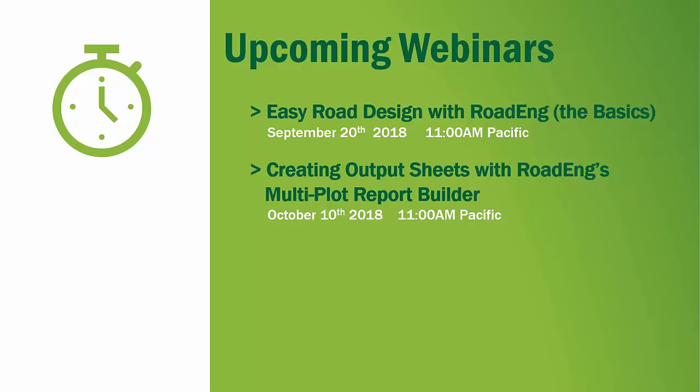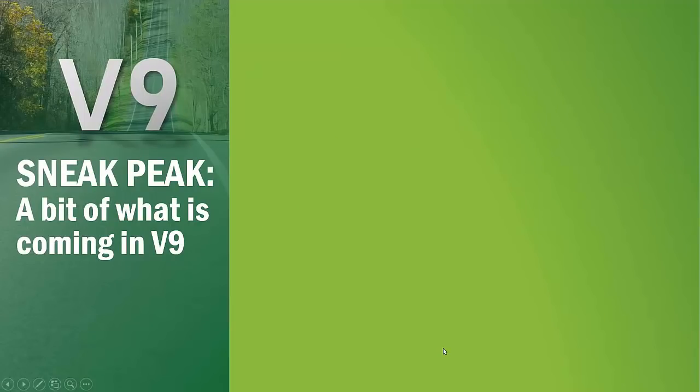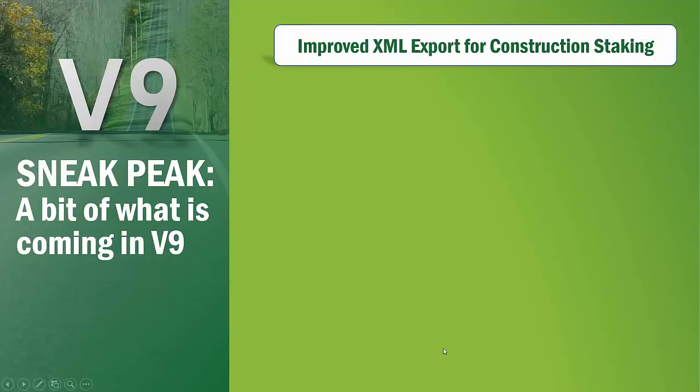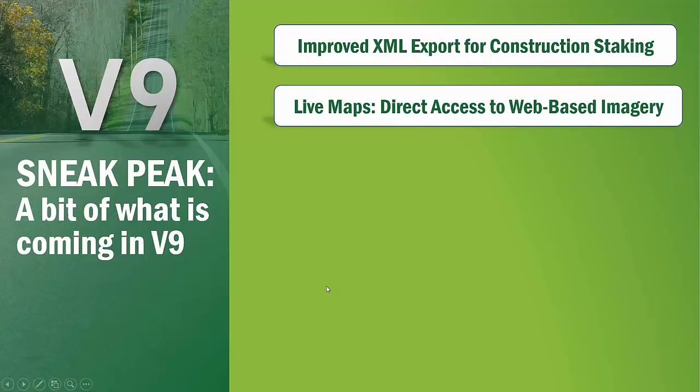So what are we talking about today in terms of our sneak peek? This is a little bit of what's coming in version 9. We've got improved XML export for construction. Craig's going to be going through a quick example of that new feature. We've got Live Maps coming, and this gives you direct access to web-based imagery and mapping that you can bring in geo-referenced into the background of your design.